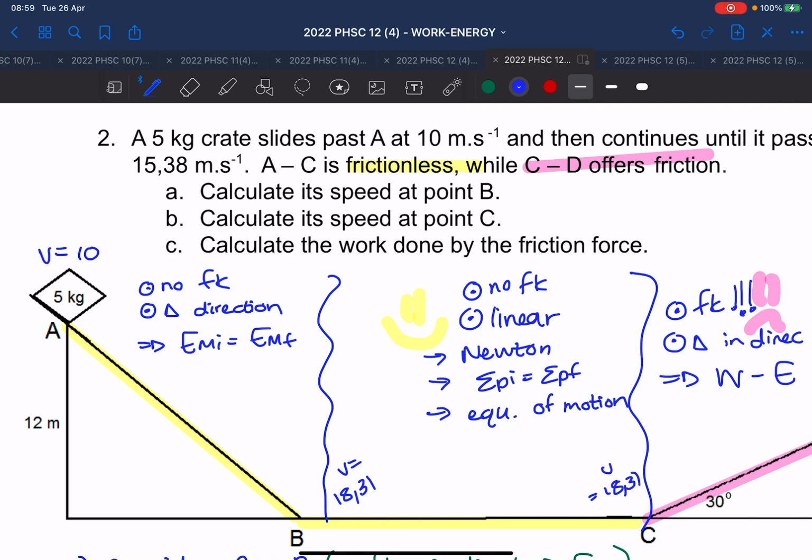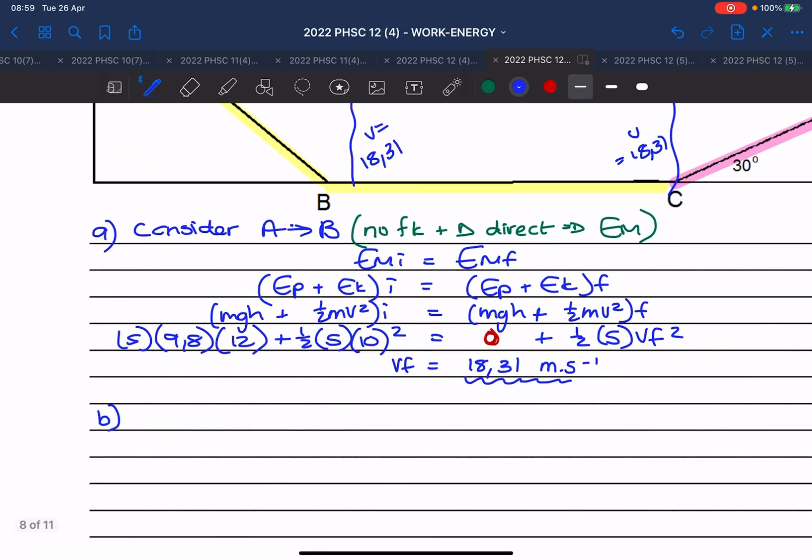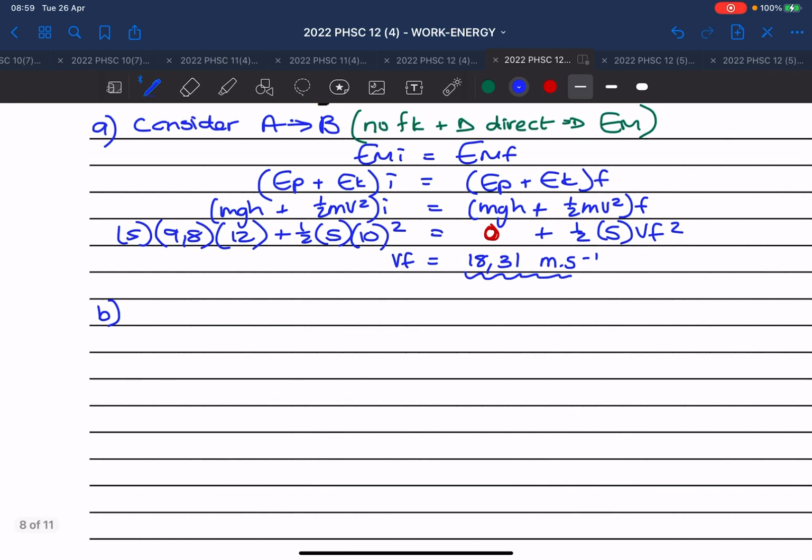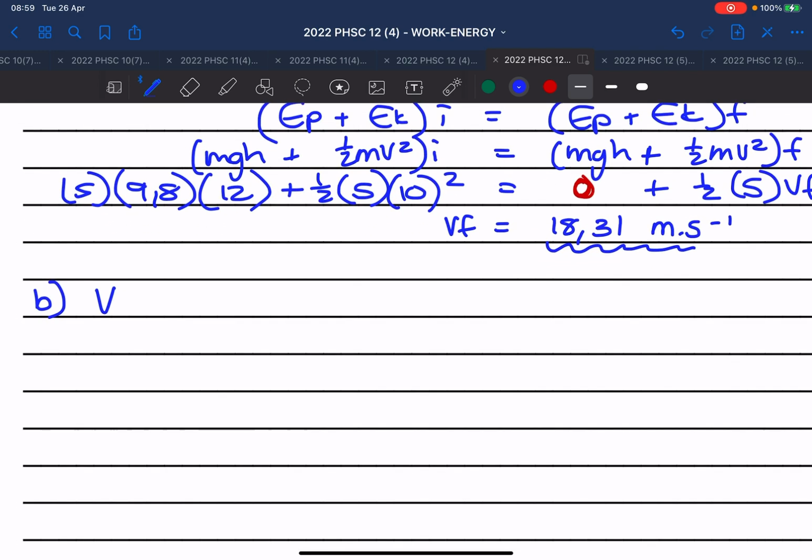18.31. So I know this is a bit silly and a bit like, how does this even happen? But this was how the question was asked in matric, so they can ask it like this. Okay, so you are just going to say the velocity at C is equal to the velocity at B, and that is 18.31 meters per second. And for yourself, you can say no applied force and no friction.